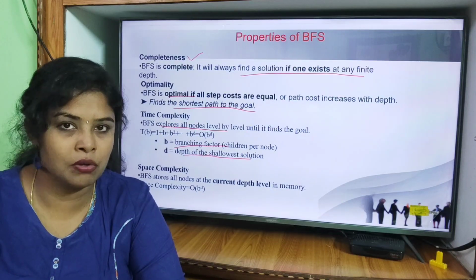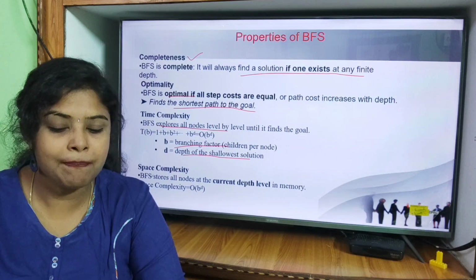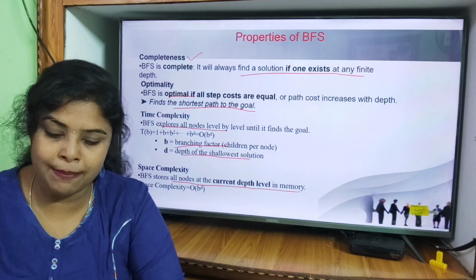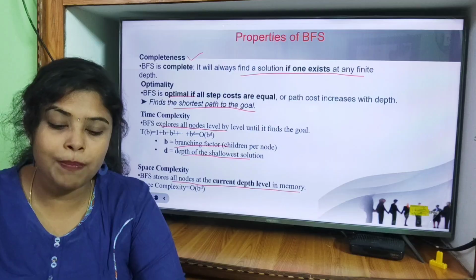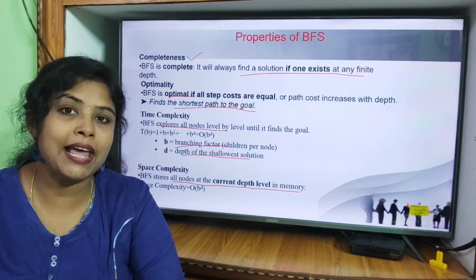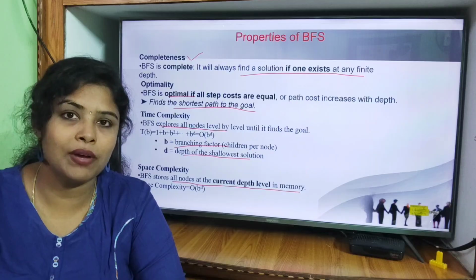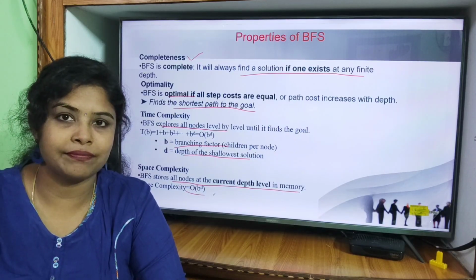Coming to the space complexity, BFS will store all the nodes at the current depth level in memory. So we can call it memory hungry. It will occupy more space because it will explore each and every node. Space complexity is also indicated as O of b to the power d.